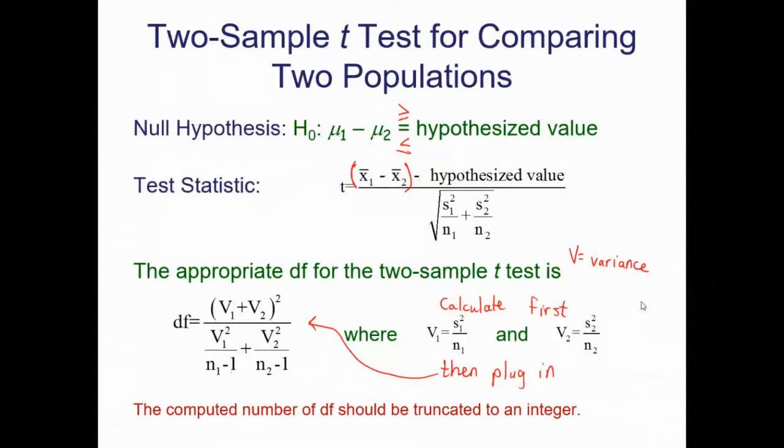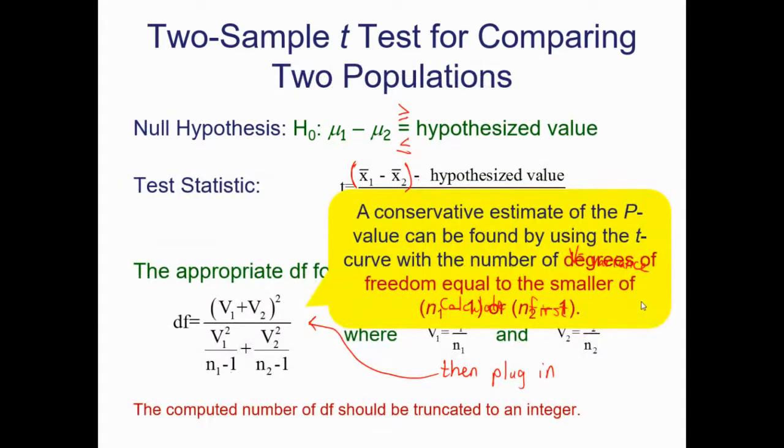Now, if we were just in a pinch, and we didn't know the variance, we didn't know the standard deviation, we'd be in a bind, because you at least need to know the sample size. But if we didn't know anything about standard deviation and we were in a pinch, you could take the smaller of the degrees of freedom of either sample one or sample two. So, like I said, if we didn't know S, for whatever reason, take the smaller of these two and use that as your degrees of freedom.